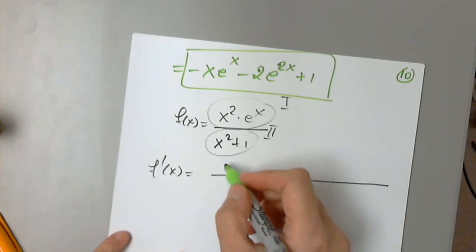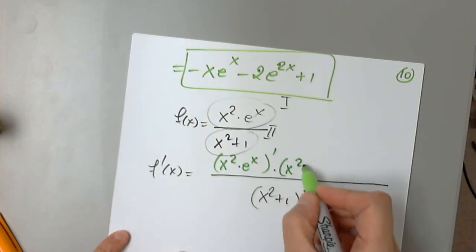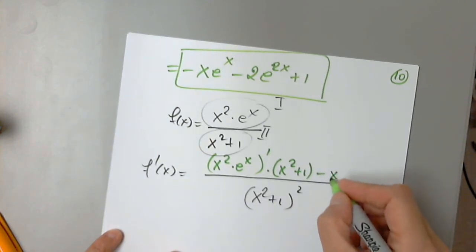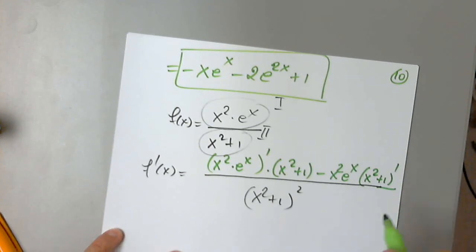So I'm going to write x squared times e to the x prime times x squared plus 1 minus x squared e to the x and x squared plus 1 prime. So I did not differentiate x squared times e to the x, the top, and I did not differentiate the bottom, x squared plus 1. I just want you to see it first.